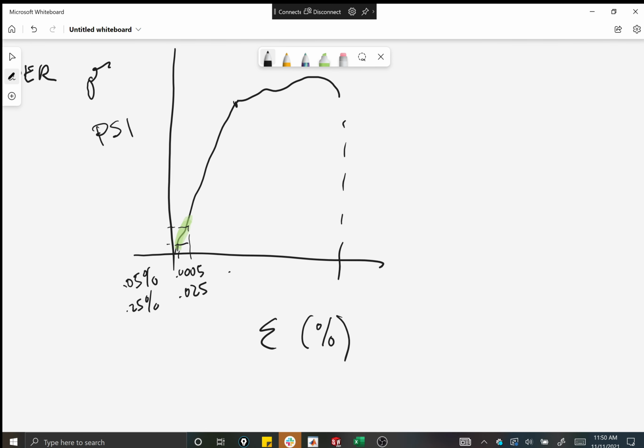So it's 0.0005 to 0.0... Oh, on the 2.5? Yeah. You're right, thank you. Right, because it's 0.025%. Actually, I think it's from 0.05 to 0.25% strain. Thank you. Okay.